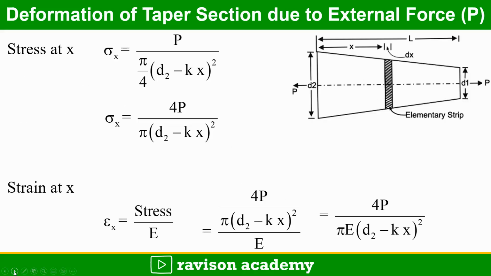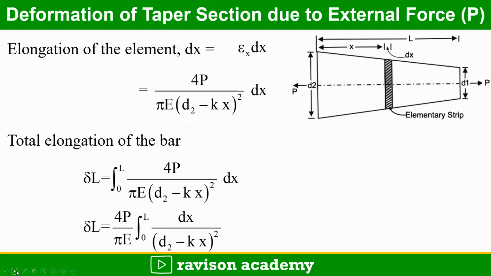Now the stress at the section x can be written as stress equals load by area. So stress at x is equal to P by pi by 4 into d2 minus kx the whole square. On rewriting, sigma x will be 4P divided by pi into d2 minus kx the whole square. Then strain at x is equal to stress divided by Young's modulus. Substituting the stress, 4P divided by pi into d2 minus kx the whole square, by E. On rewriting, the equation becomes 4P divided by pi E into d2 minus kx the whole square.